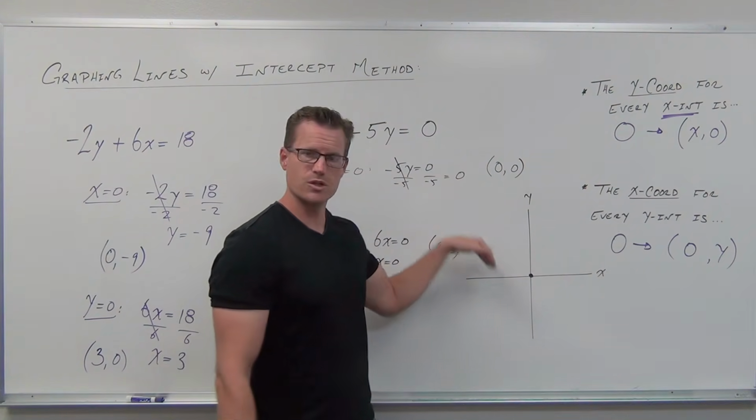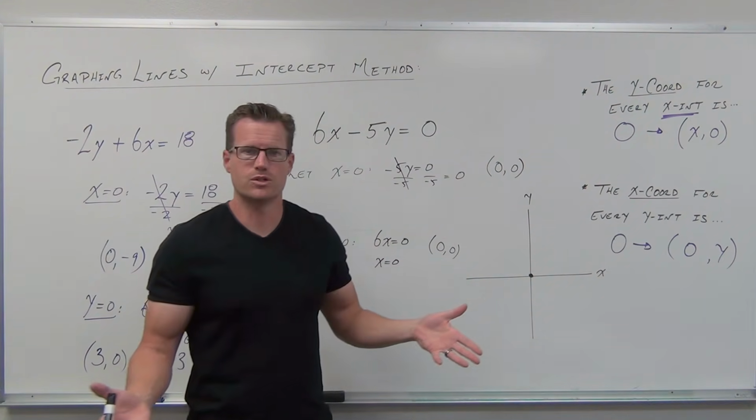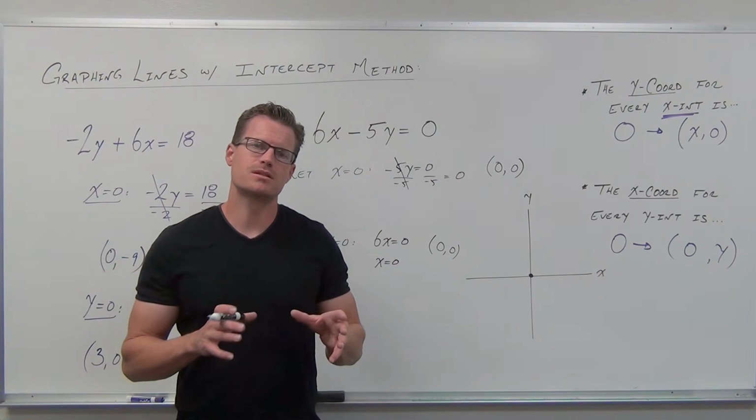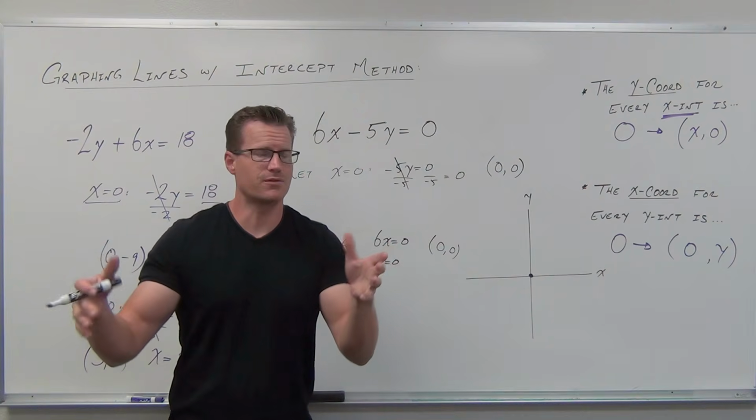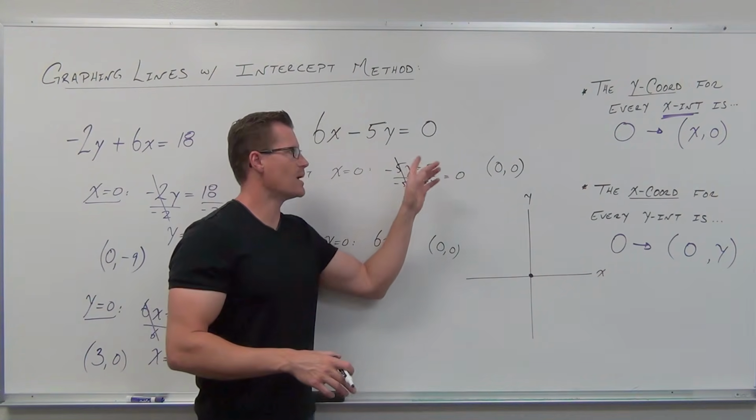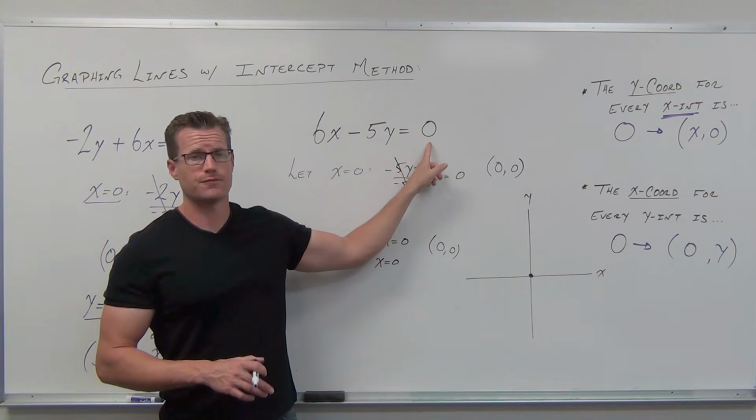Are you going to go up? Are you going to go down? What are you going to do? What's your slope? You don't know. That is the problem here. So if you have a constant, awesome. No matter what the constant is, even for fractions, you're fine. But if you have a 0, this method fails.